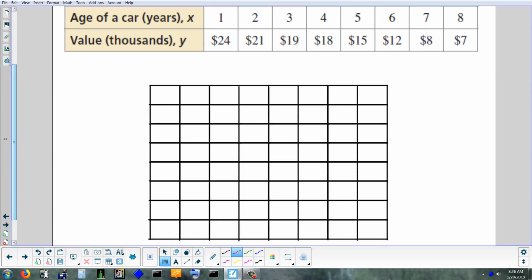Number 1, 2, 3, 4. Okay, yeah, I agree with you, Yusuf. We're not gonna skip any numbers. I want to be like years. Yeah. So it would be age of cars, right?